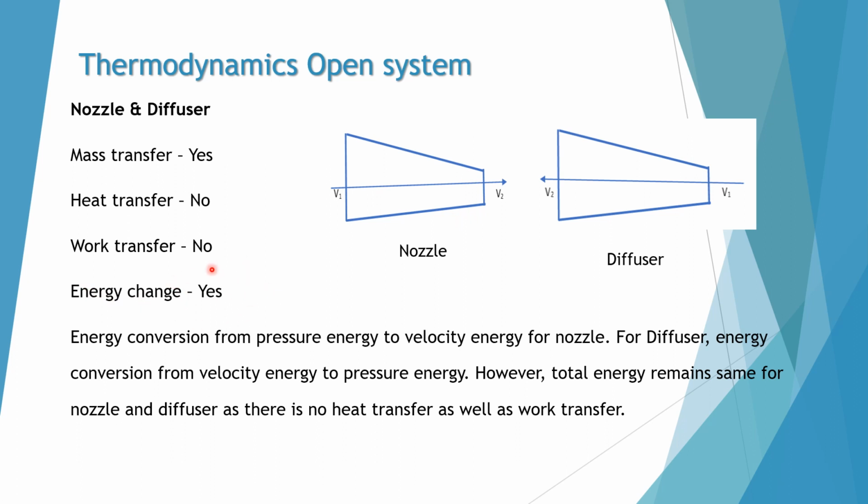Now let me clarify this energy change. As such, total energy doesn't change because there is no heat transfer and work transfer. However, there will be a change in the form of energy. Say in the case of a nozzle, kinetic energy increases and pressure energy decreases. For a diffuser, pressure energy increases but kinetic energy decreases. So there is energy conversion from pressure energy to velocity energy for a nozzle, and for a diffuser, energy conversion from velocity energy to pressure energy.